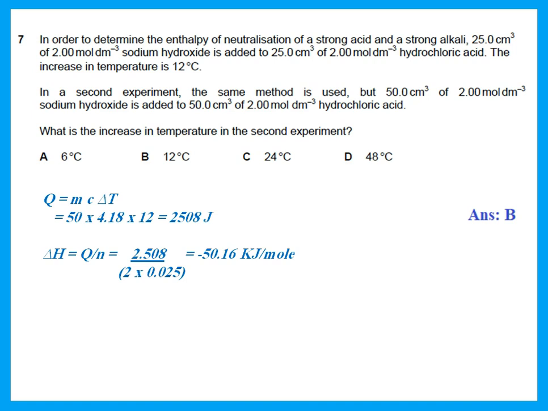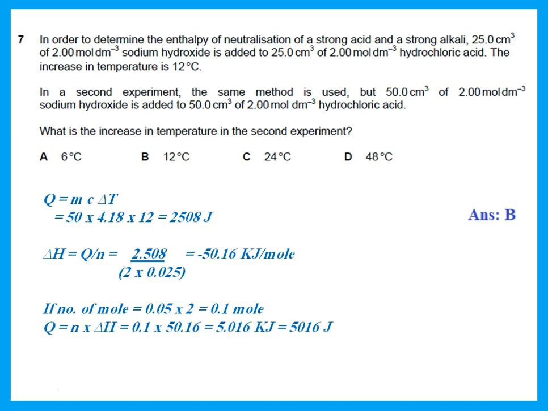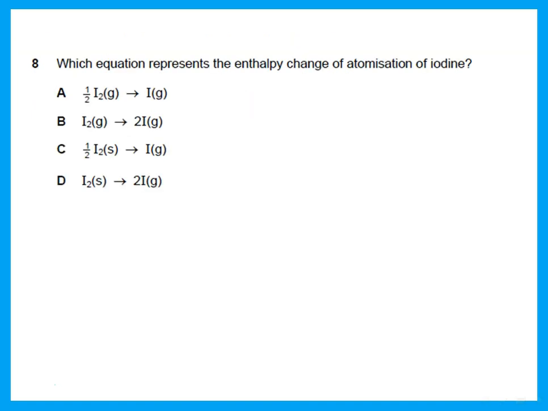Now, going to the second experiment, I can use this delta H. You should realize for any reaction, delta H is the same. So, using the same delta H, I can go back and find out what would be the delta T. So, the number of moles, in this case, we have 50 centimeter cubed of 2 mole per decimeter cubed, so the number of moles is 0.1. Q is n times delta H, so I get Q. Then I use the Q to get delta T. It gives me the same value for delta T. So always remember that it will be the same increase in temperature.